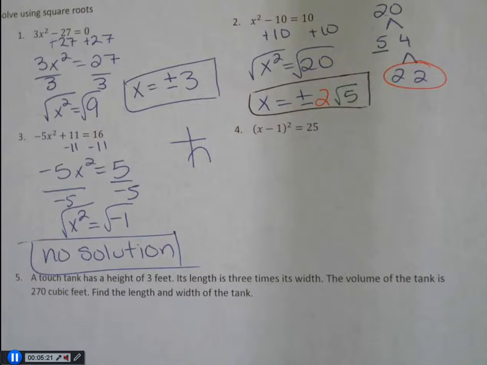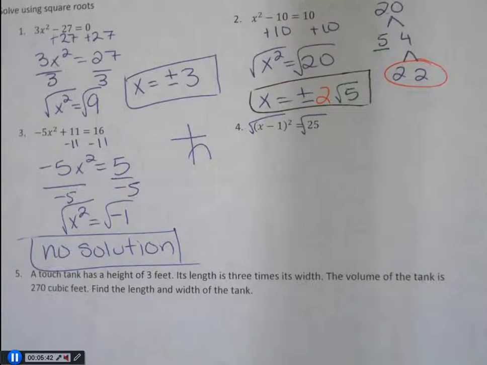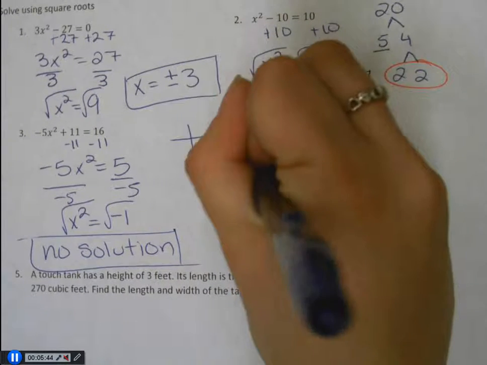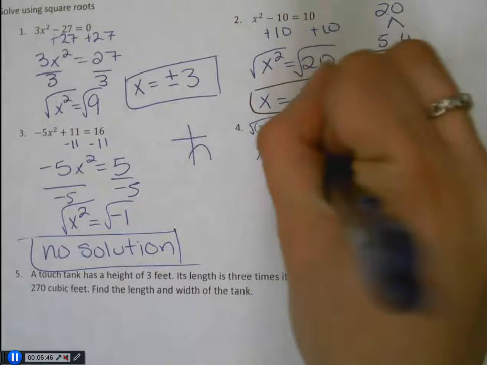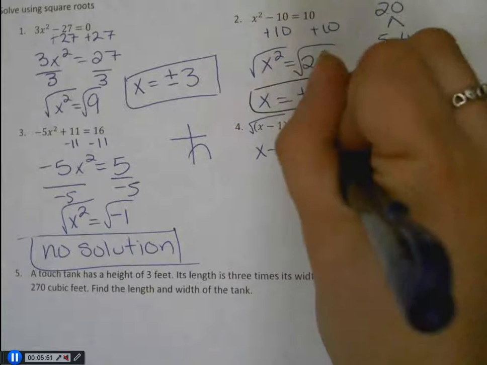Number 4. What do I do first? I could, it's not distribute, I could FOIL or box method my binomial, but that's actually more work than I need to do. Since the exponent is the big thing that's important here, I'm going to square root both sides right away. So then I get x minus 1 equals plus or minus, can I take the square root of 25? What is it? 5.